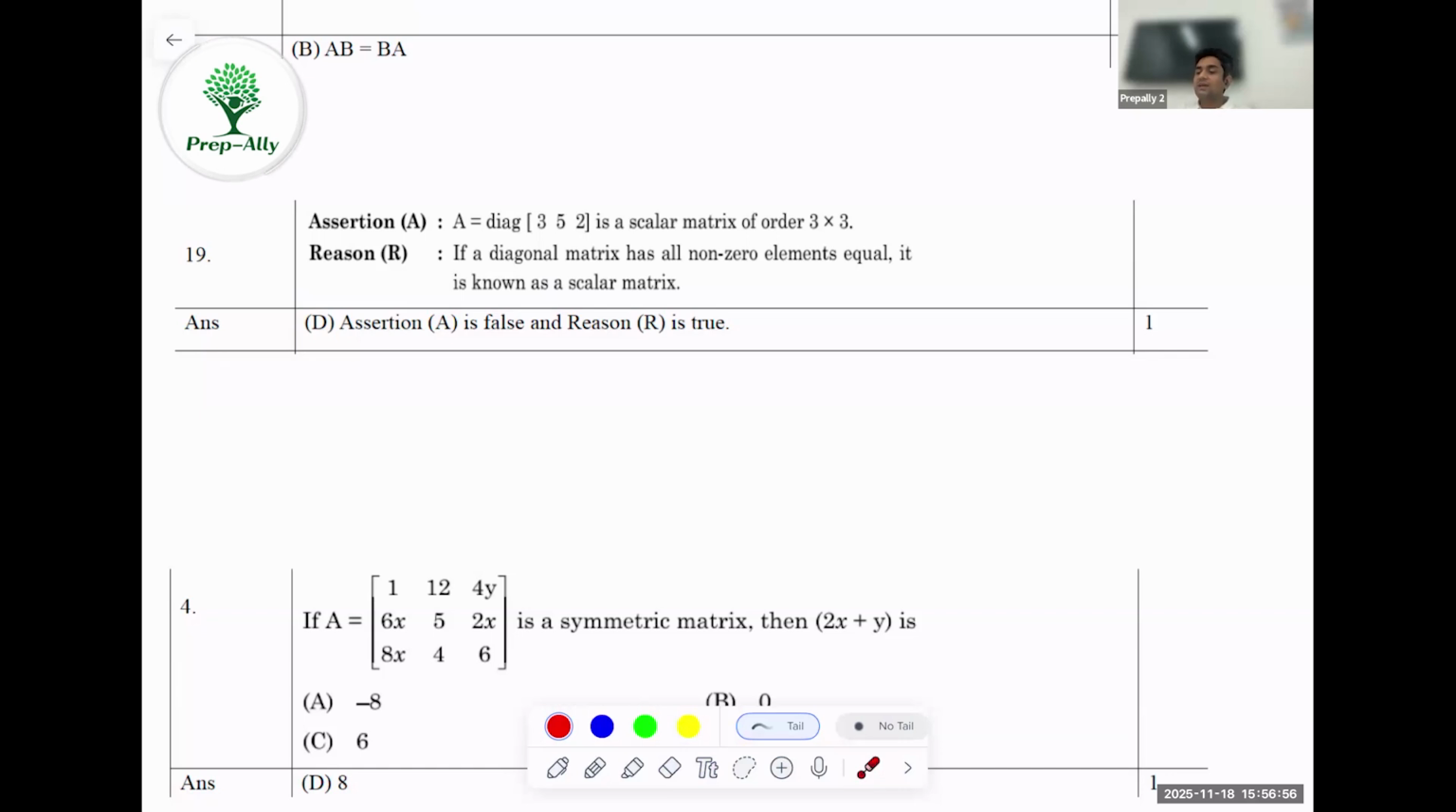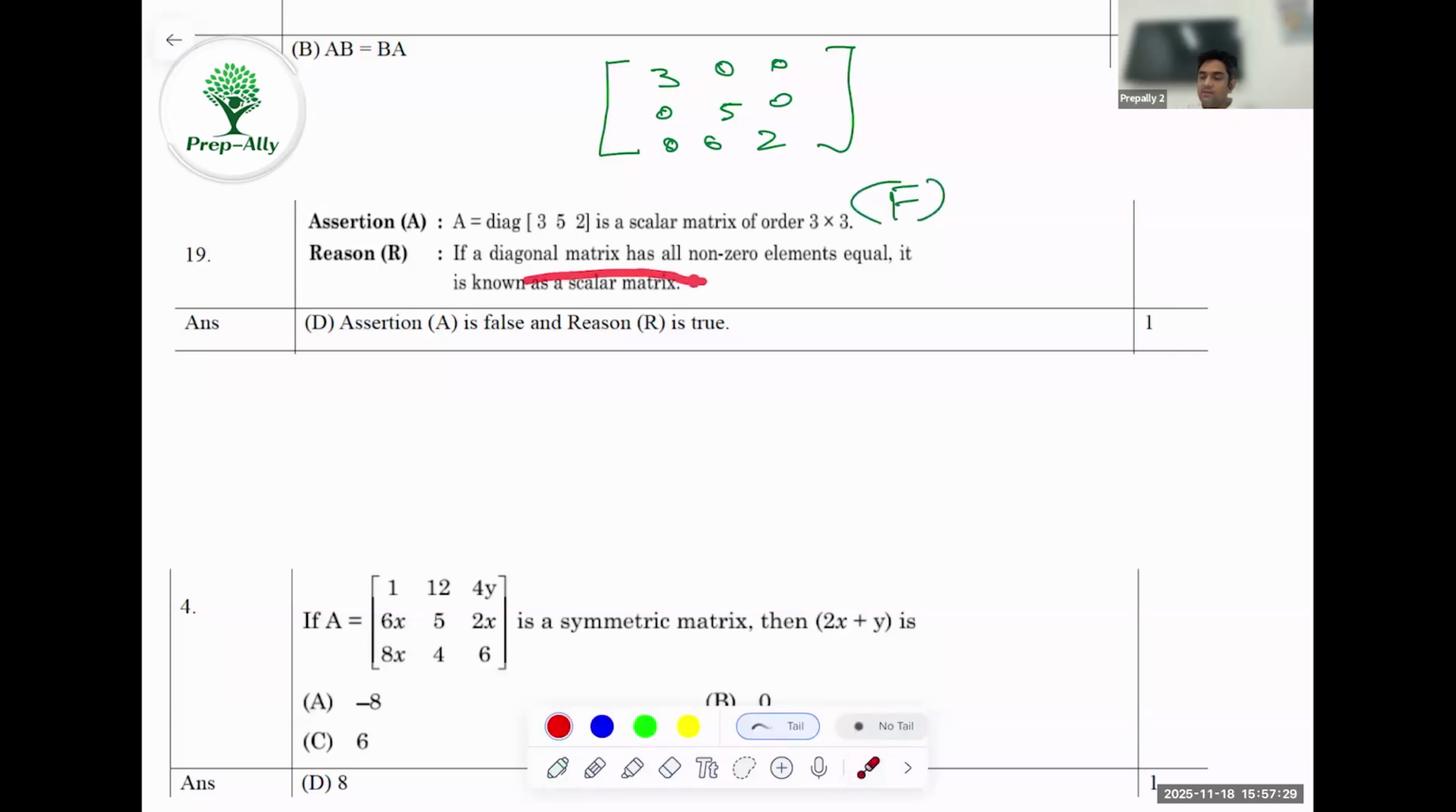So it's given that A is a scalar matrix of this. See, now the thing is, diagonal elements are 3, 5, 2. That means others are 0. Now it's a diagonal matrix. It's not a scalar matrix. For a scalar matrix, these should be the same. If it would have been 3, 3, 3, then it's a scalar matrix. But that is not the case here. So obviously it is false.